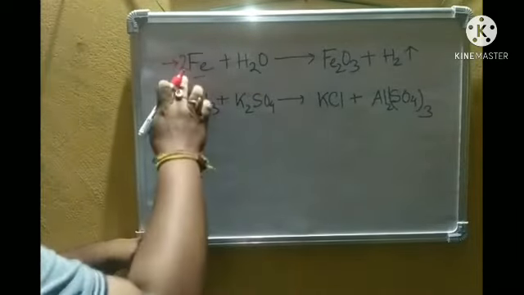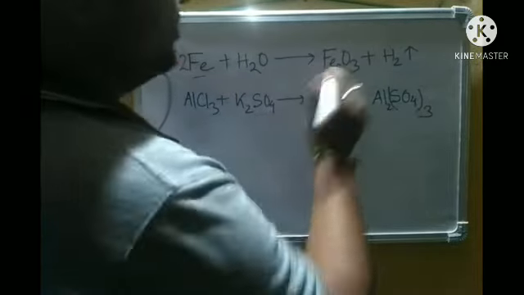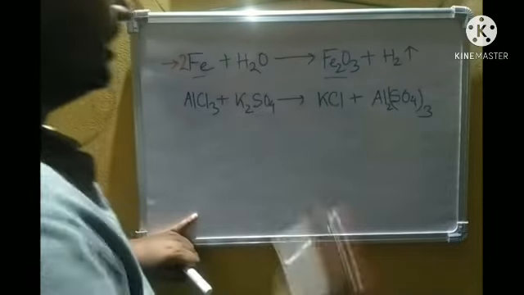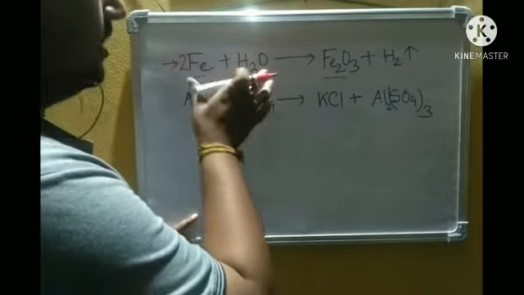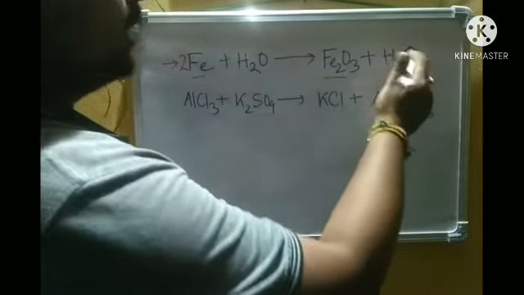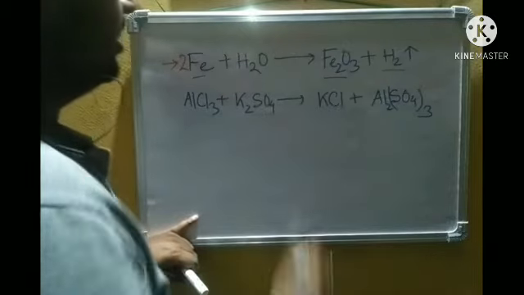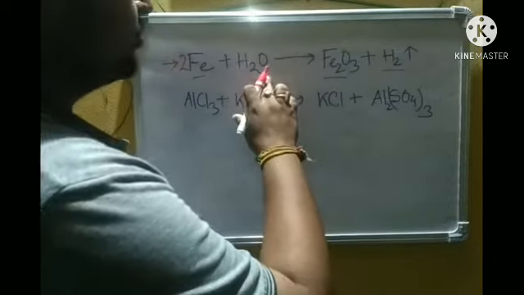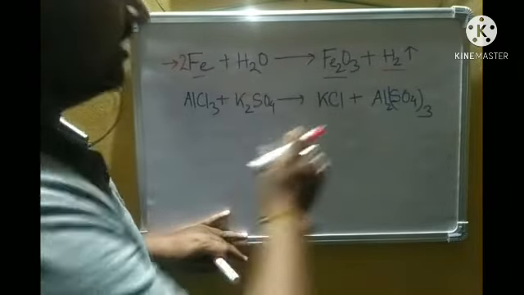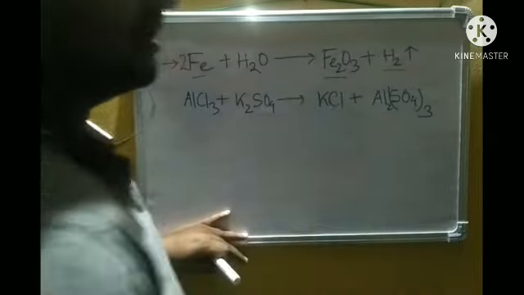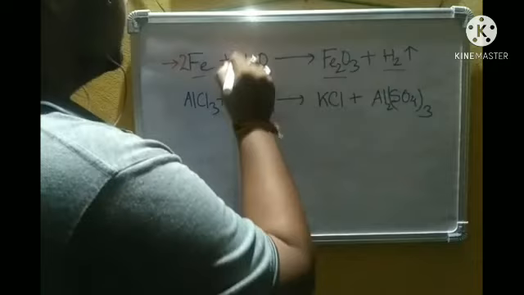Now we have 2 atoms of iron on the reactant side and 2 atoms of iron already present on the product side. Done. Next we look at hydrogen. How many hydrogen atoms do we have? 2 hydrogen atoms on the reactant side, and similarly 2 hydrogen atoms already present on the product side. So this is also balanced. Now we will look at oxygen. You can clearly see that only 1 oxygen atom is present on the reactant side and 3 oxygen atoms are present on the product side. So we have to balance it. We will place 3 over here.